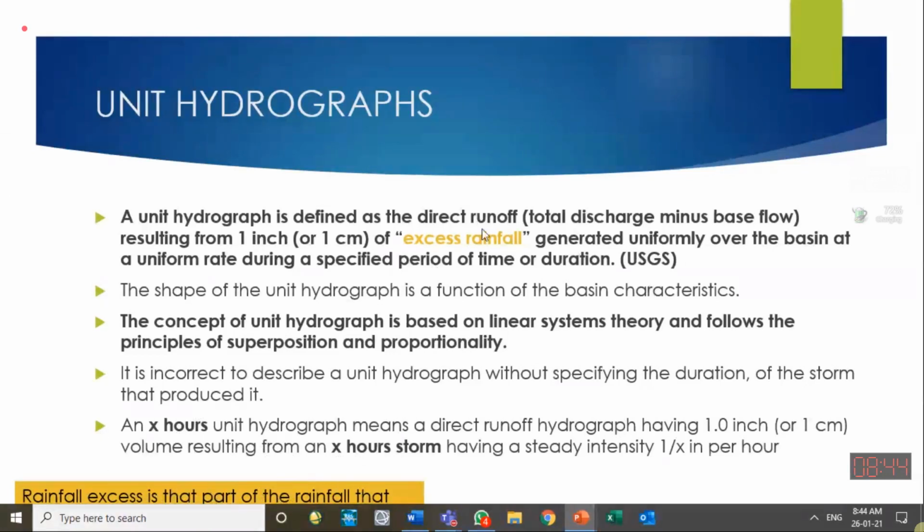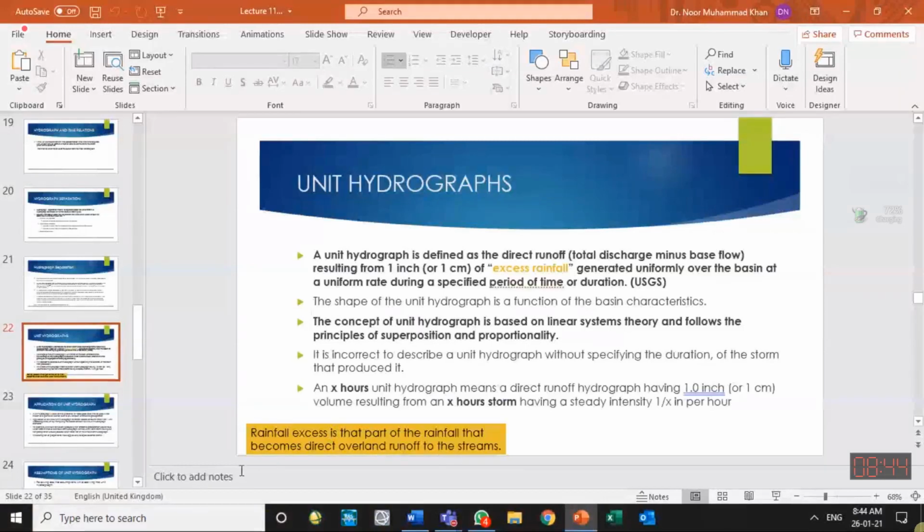Excess rainfall is defined again as that part of the rainfall that becomes direct overland runoff to the streams. Direct overland runoff to the stream.